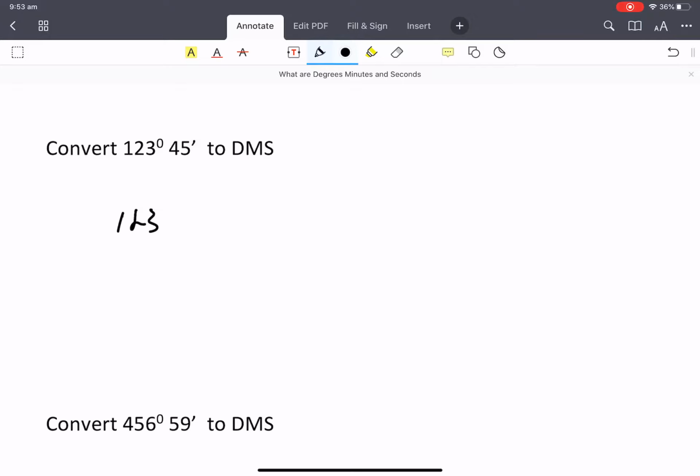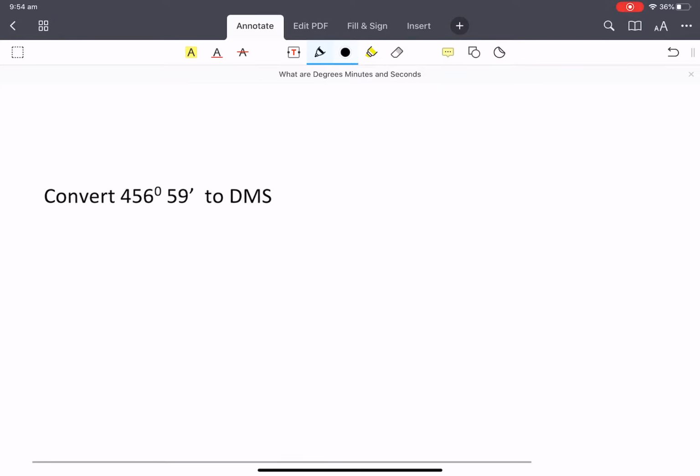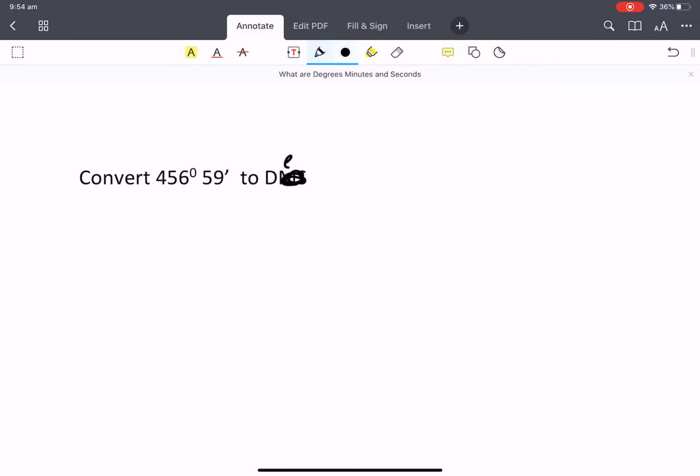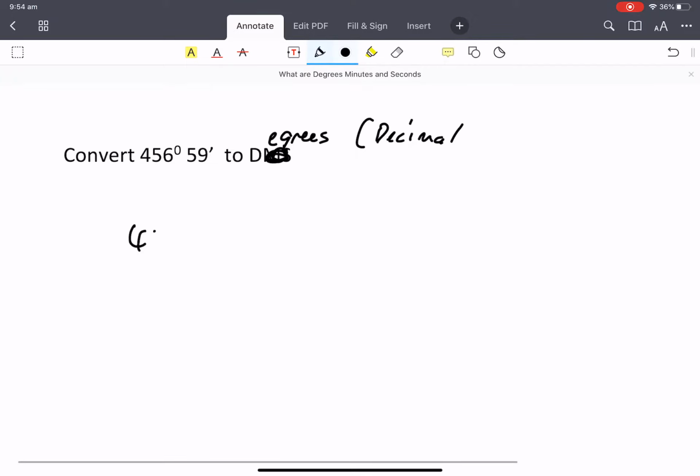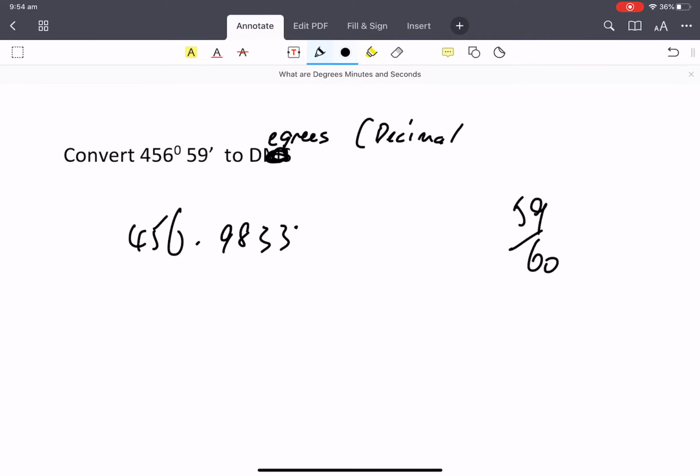123 degrees, and it's going to be 45 minutes out of 60 around. So that's three quarters of the way. That is in degrees, minutes and seconds. That's just degrees. Same thing here. We're converting from degrees, minutes and seconds to decimal degrees. Okay, so it's going to be 456 degrees and it's going to be 59 out of 60 minutes. So that's going to be 0.983333 recurring.